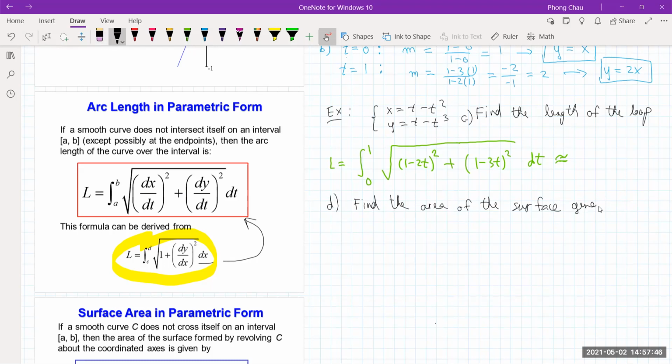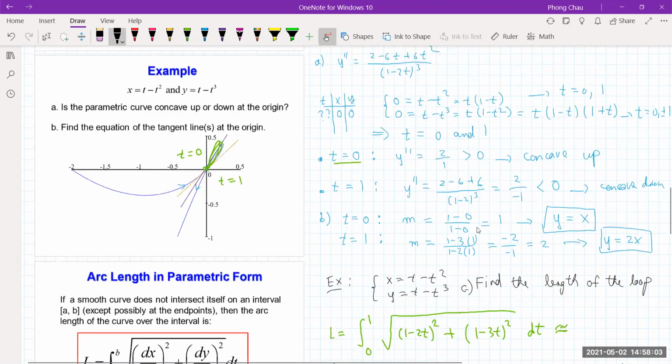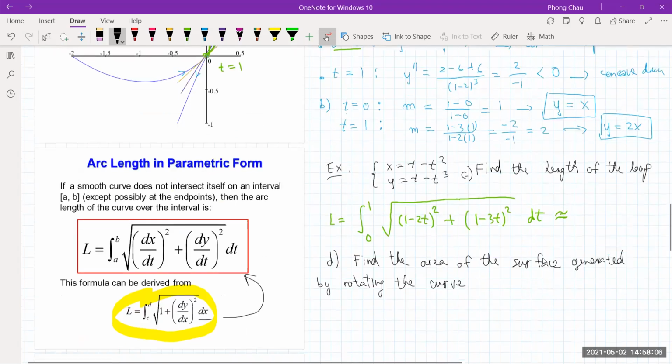Generated by rotating the curve on the interval from 1 to 2 about the y-axis. Okay.